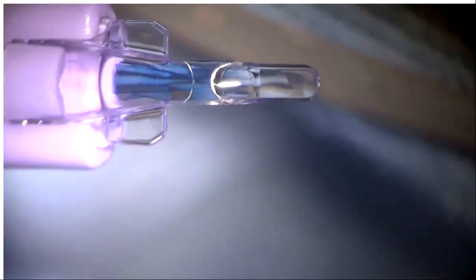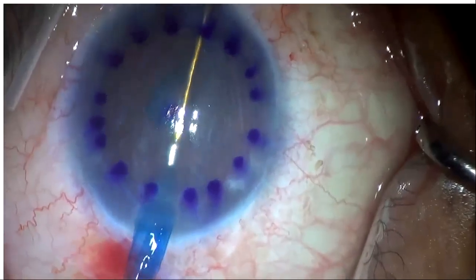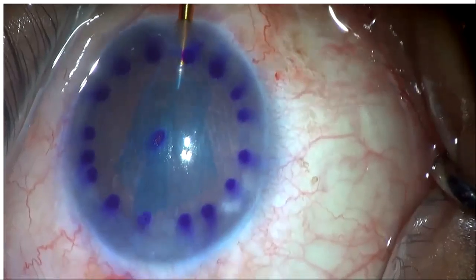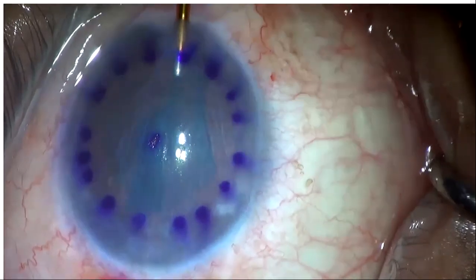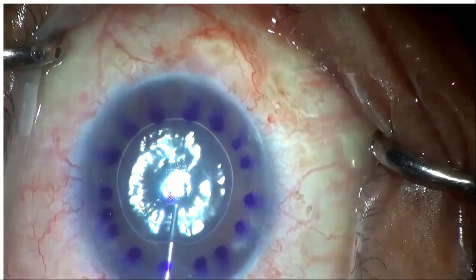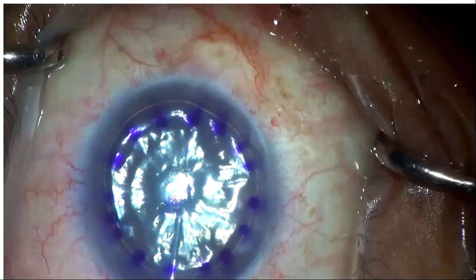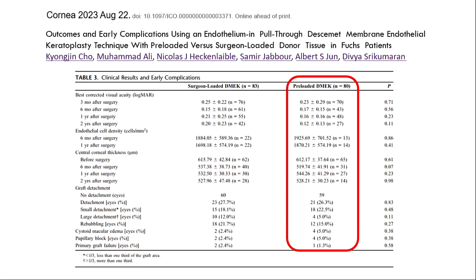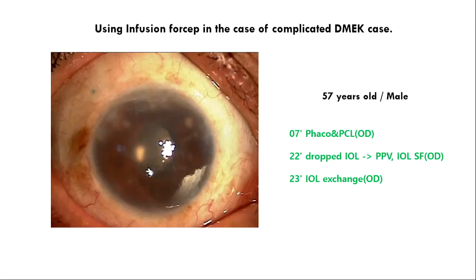This is the surgery using the forceps. The preloaded endothelial tissue is gently pulled into the anterior chamber. Subsequently, by injecting the BSS, the tissue unfolds automatically. Research on pull-through DMEK surgery using preloaded endothelial tissue and this forceps in Fuchs patients has demonstrated promising outcomes. This is the other case that we now want to introduce.